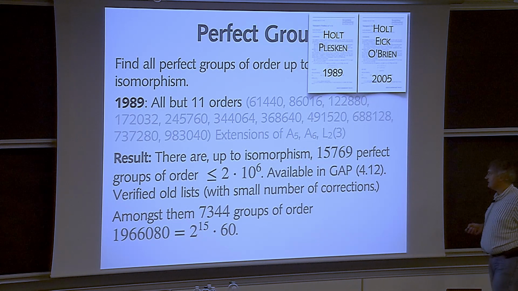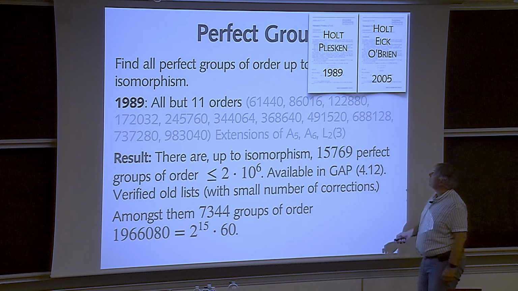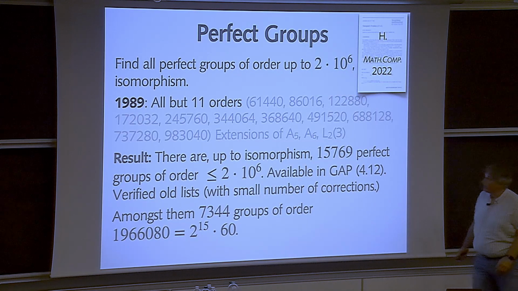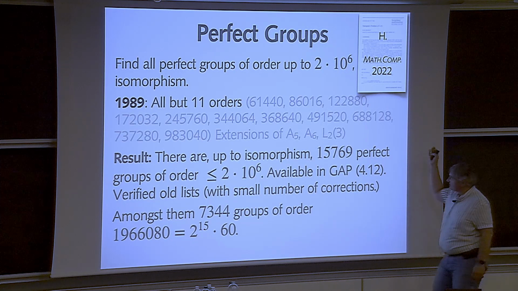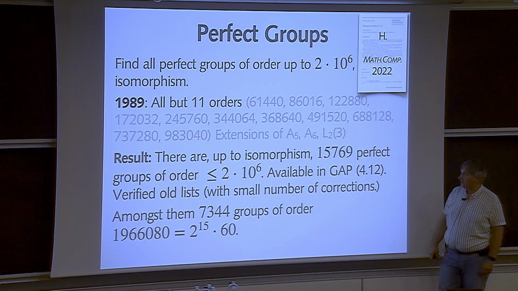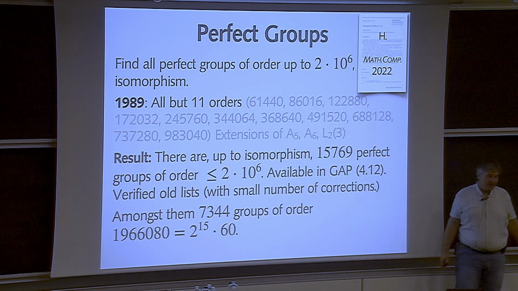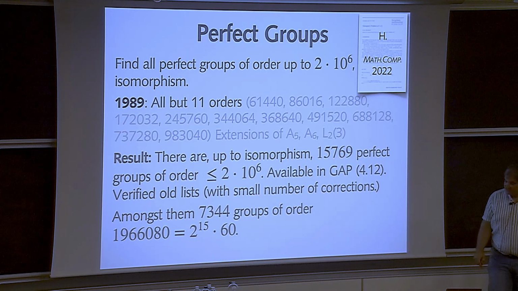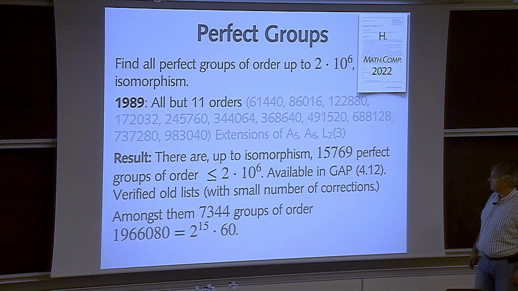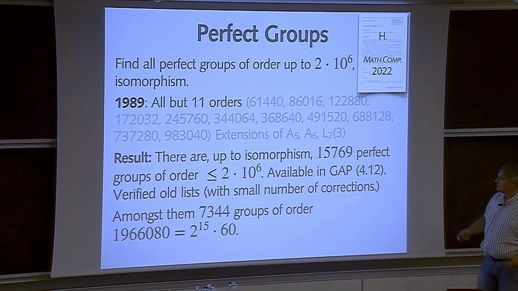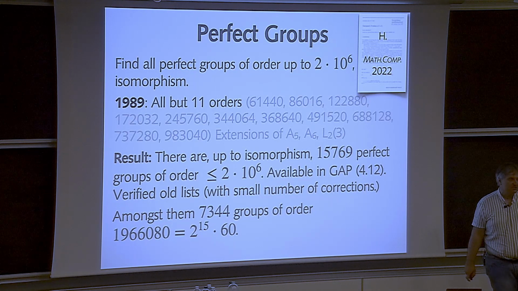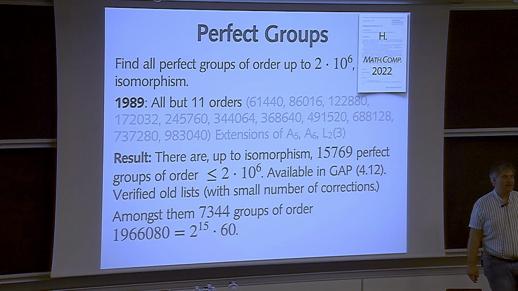In case you're curious, the result is up to order 2,000,000, and that was just published this spring. There are 15,769 perfect groups up to isomorphism. They will be available in GAP 4.12. If you're desperate to get them, you send me an email and I can already send them to you now. I verified the results of Holt and Plesken. There is an amazingly small number of corrections given that their work is by now over 30 years old.